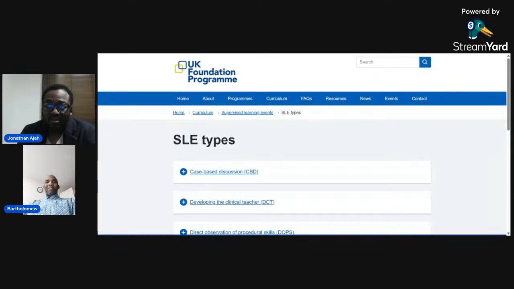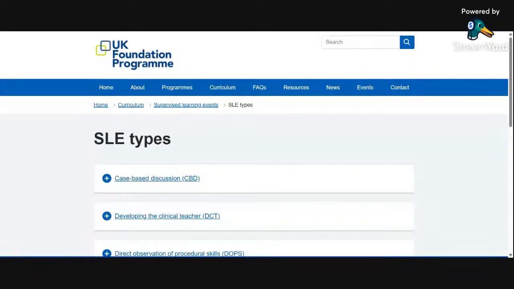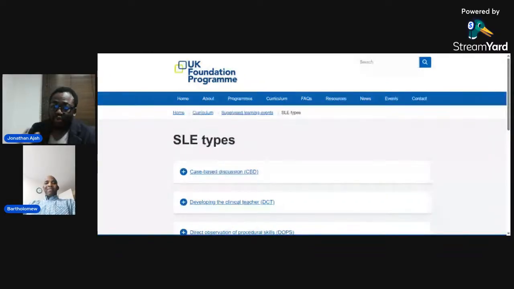And why this is important is if you have a look, the UK Foundation Program, there's a lot of importance to this in the area of supervised learning environment.